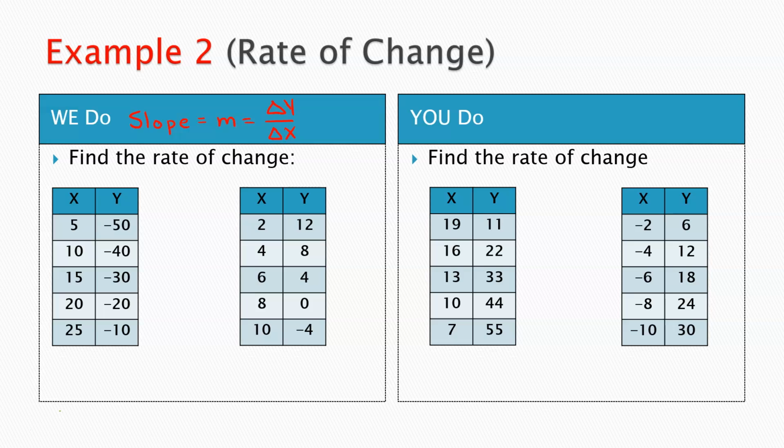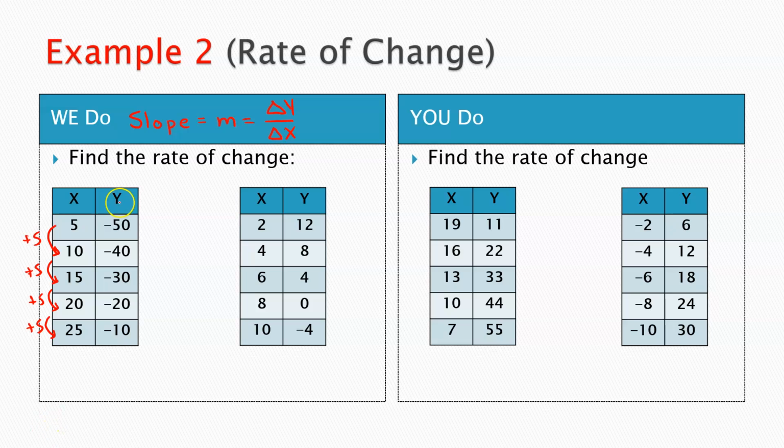There's two problems on the we do section here. So let me take a look at the x's. Every time I scoot down from 5 to 10, from 10 to 15, from 15 to 20, from 20 to 25, I see those numbers are increasing. So I know we're adding. How much are we adding? We're adding plus 5, plus 5, plus 5, plus 5. Every time we're scooting down there, we're increasing by a total of 5.